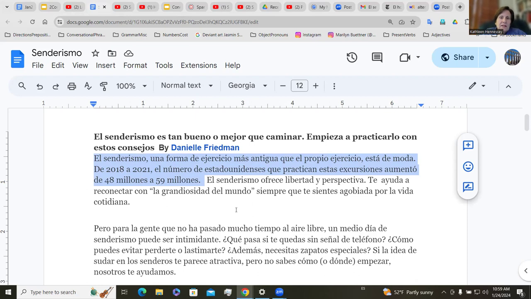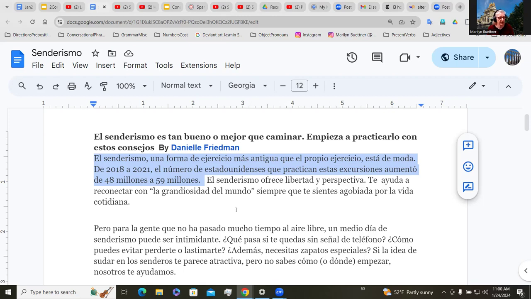Okay, el senderismo, una forma de ejercicio más antigua que el propio ejercicio, está de moda. De 2018 a 2021, el número de estadounidenses que practican estas excursiones ha aumentado de 48 millones a 59 millones. Millones, sí.